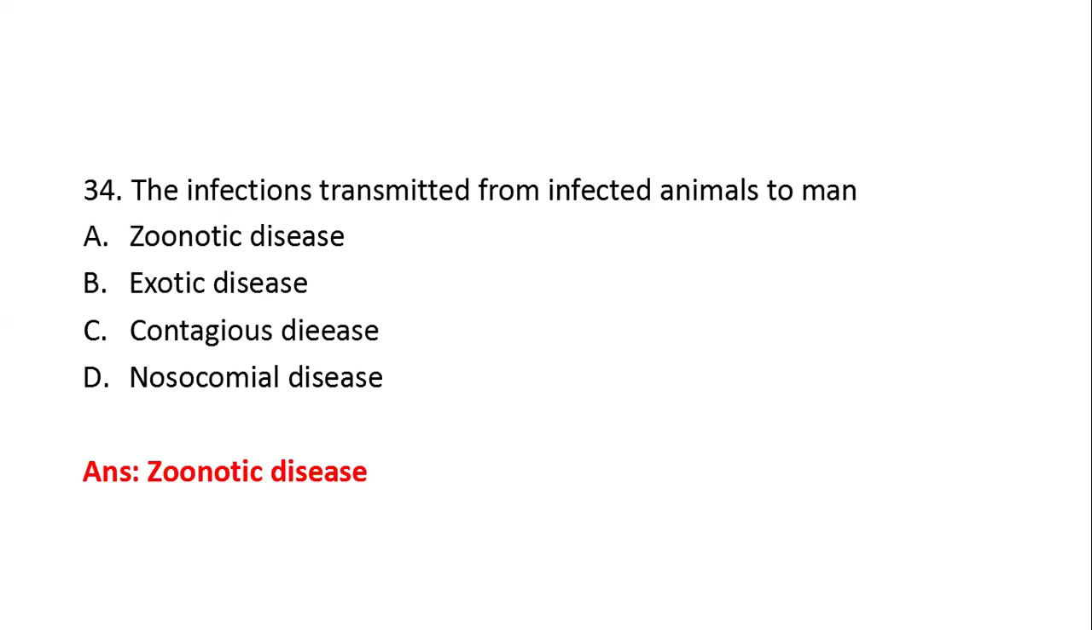So what is meant by zoonotic disease? The infections which are transmitted from animals to humans are called zoonotic infections. Examples: rabies, toxoplasmosis, many of the parasitic infections, plague from rats, and Mycobacterium bovis from infected cattle to humans. All these are zoonotic infections.